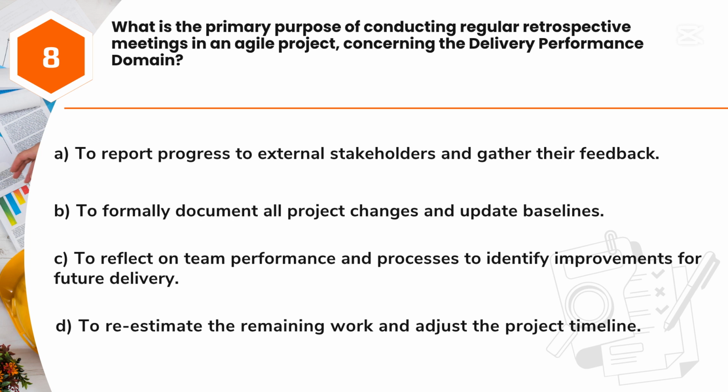Question 8. What is the primary purpose of conducting regular retrospective meetings in an Agile project, concerning the delivery performance domain? A. To report progress to external stakeholders and gather their feedback. B. To formally document all project changes and update baselines. C. To reflect on team performance and processes to identify improvements for future delivery. D. To re-estimate the remaining work and adjust the project timeline.